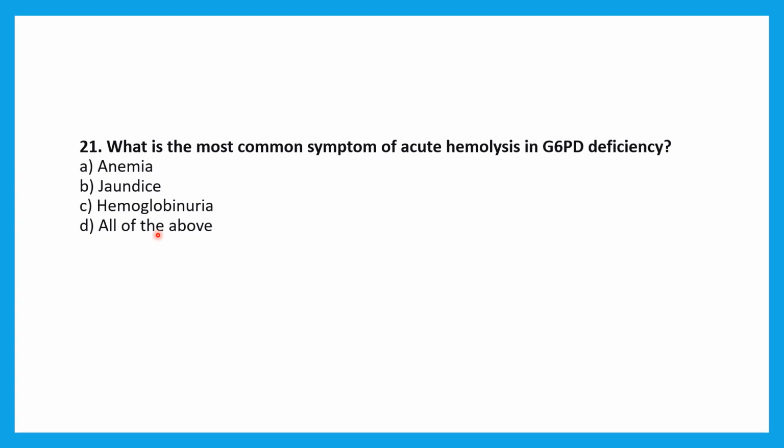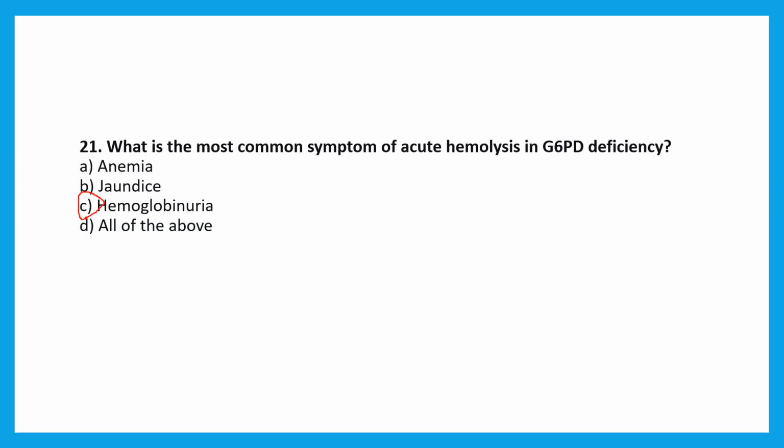Okay, so hemoglobinuria, which is actually dark urine, is the most common symptom during an acute hemolytic episode in G6PD deficiency, right? Anemia and jaundice that are listed here also occur, but hemoglobinuria is the most characteristic presenting sign, and therefore we choose hemoglobinuria to be the best answer.